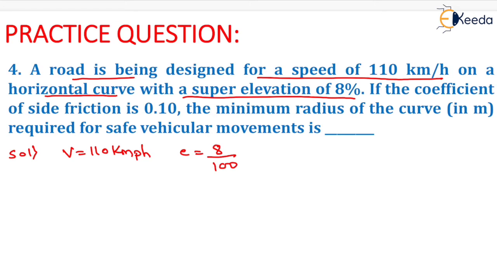If the coefficient of side friction, that is lateral friction, is given as 0.10, it means that the value of small f will be equal to 0.10. The minimum radius of curve in meters required for safe vehicular movement is?